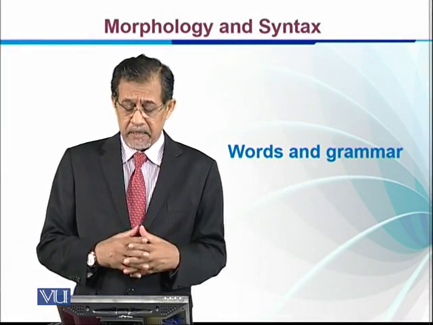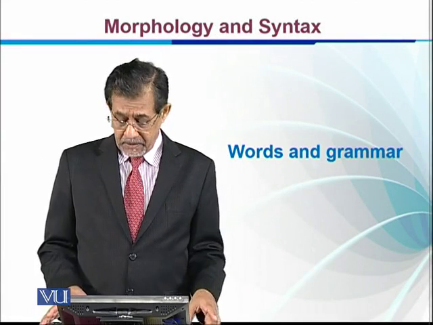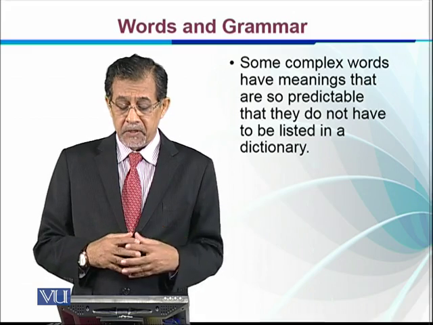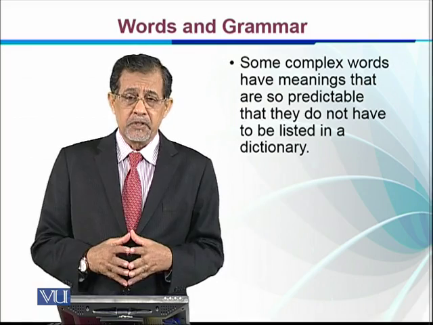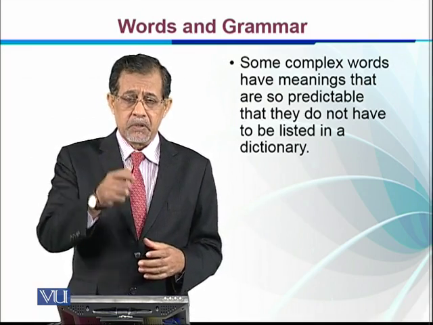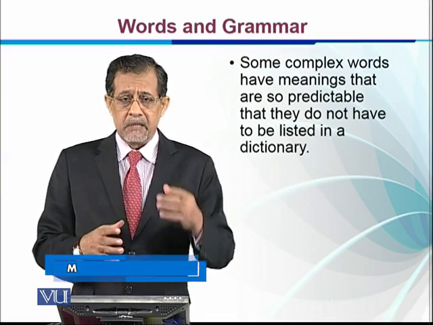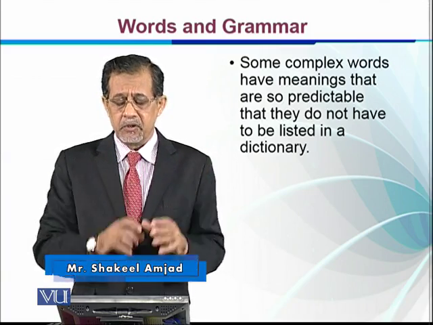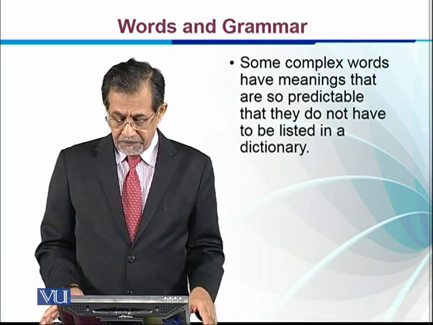Words and grammar. Let's see how words tell their grammar. Some complex words have meanings that are so predictable that they do not have to be listed in dictionaries. You know that we do not list every word that we come across in the dictionary. We know in many cases that this is the form of another word, so that word is a citation form. So we do not need other words.